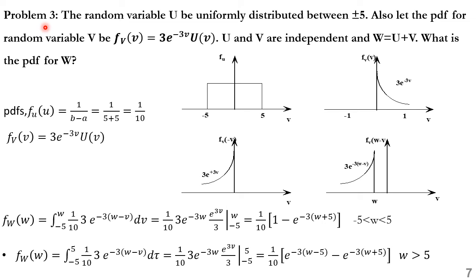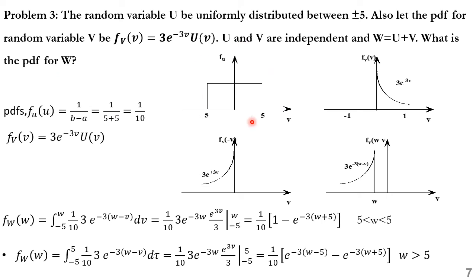We take the third problem. The random variable U is uniformly distributed between plus or minus 5, and the PDF for random variable V is defined as 3 e to the power minus 3v u of v. U and V are independent and W is equal to U plus V. What is the PDF for W?